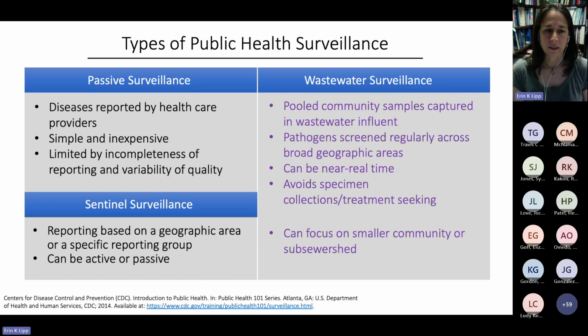It also falls under the heading of sentinel surveillance as well, because you can focus on a smaller community, you can focus on a sub sewer shed, you can also focus on alternate areas. Wastewater-based surveillance isn't always just what's happening at the plant or in a sewer line. It could be at a port of entry, think cruise ships. It could be in airplane waste. You can also use it in animal facilities if you're interested in spillover events. So it's got the capacity to act in a passive surveillance manner as well as a sentinel surveillance manner.